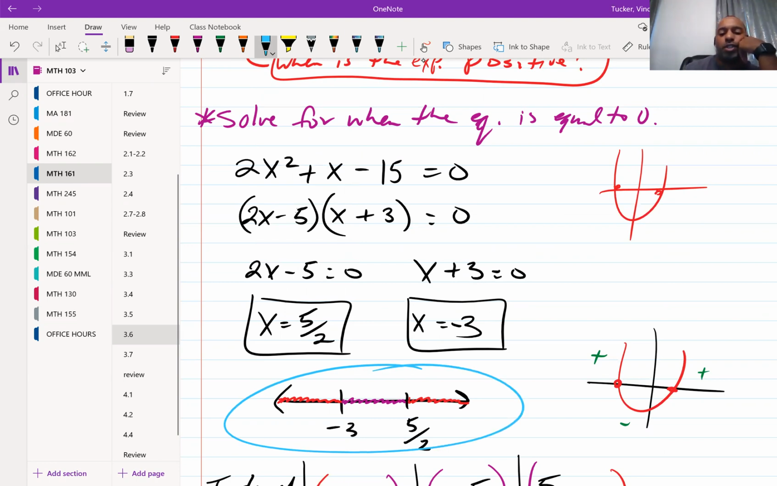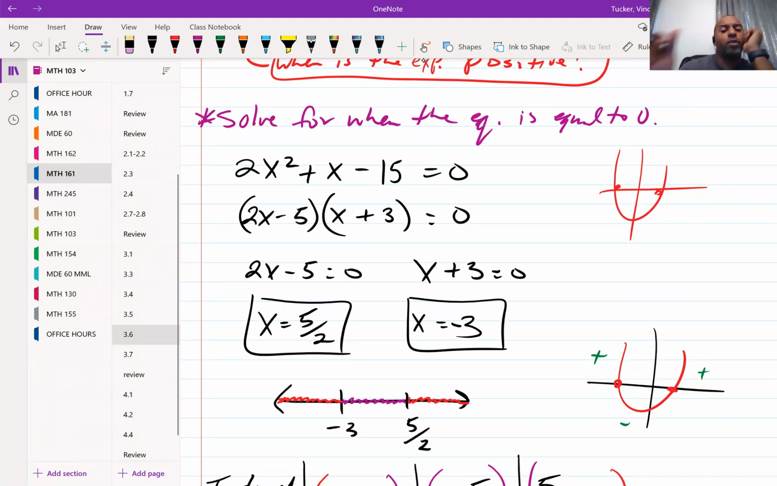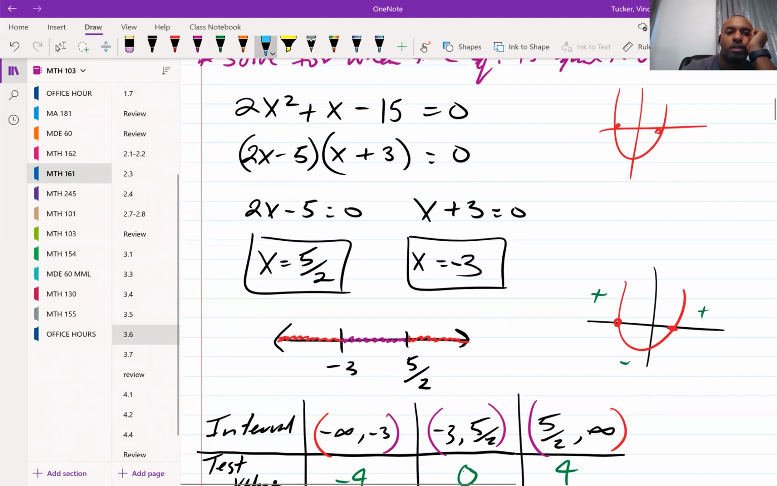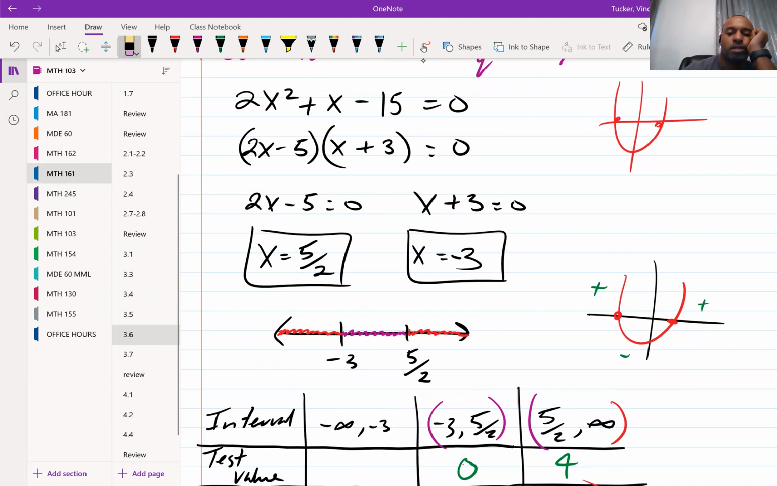So here, using the generic number line to establish what's going on, we have -3 and 5/2 as the points where our equation is equal to 0. And you notice that it will set up these intervals: negative infinity to -3, -3 to 5/2, and then 5/2 to infinity. All right. Any questions so far?